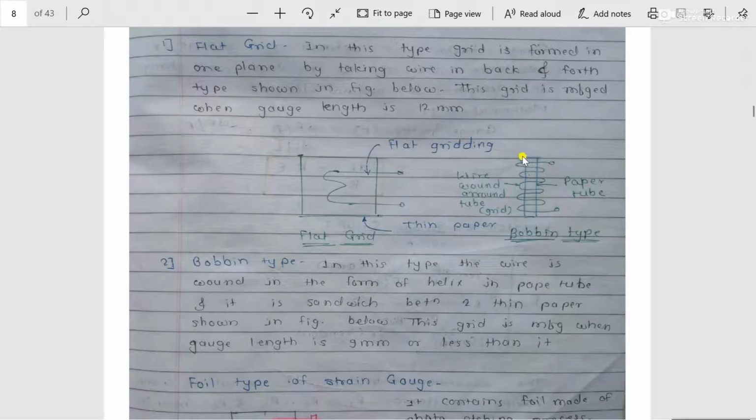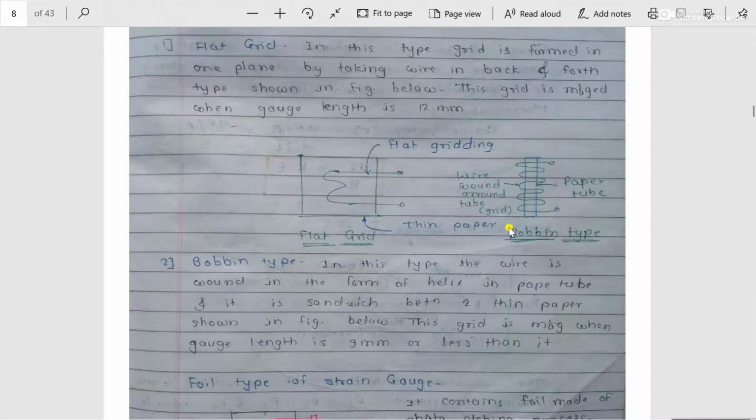So this is the basic construction of the bobbin type of grid, and this grid is manufactured when the gauge length is 9 mm or less. If we have to manufacture a strain gauge having a length of 9 mm or less, at that time we have to prepare the grid in the form of the bobbin type. And if we have to manufacture a strain gauge having a length of 12 mm, we have to prepare the grid in the form of a flat grid. So this is the basic difference between the flat grid and the bobbin type of grid.